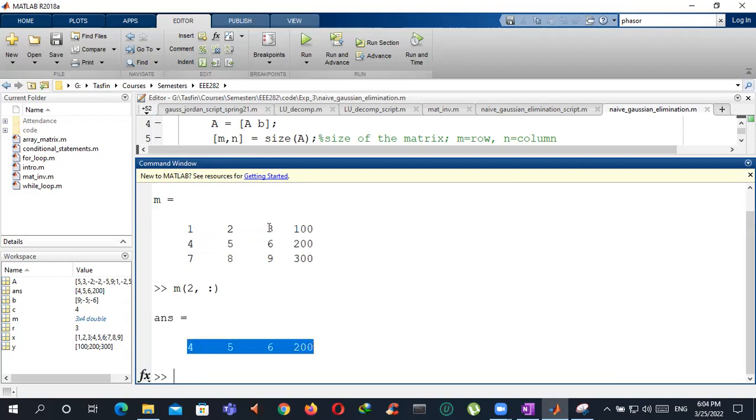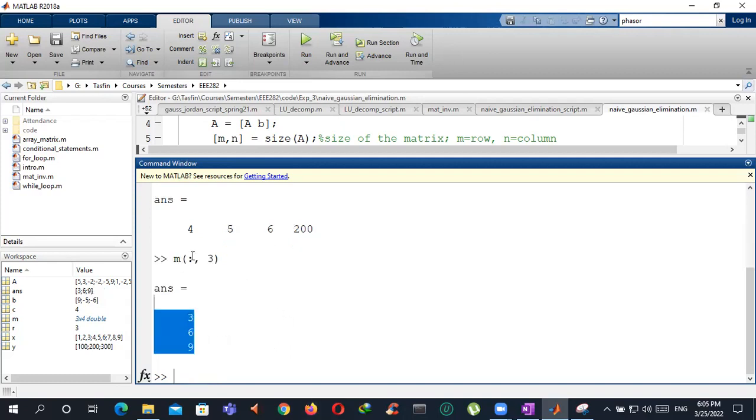Can anyone say how to access this third column? We just do the opposite. We write M, then a colon, and since we want the third column, colon comma 3. It means all the rows and the third column. 3 is in the first row, 6 in the second row, 9 in the third row. If I hit enter, we get 3 6 9. So this is the significance of the colon operator.